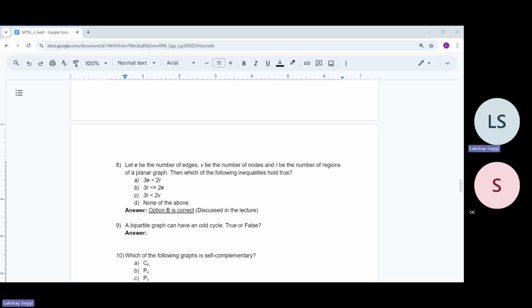Okay, SK, any comments for this? This is also, I think, a straightforward question. Does a bipartite graph have an odd cycle?